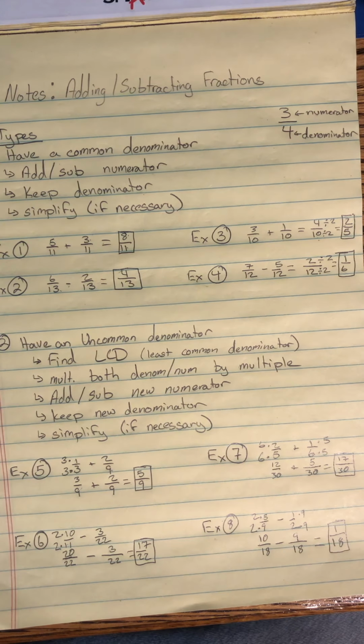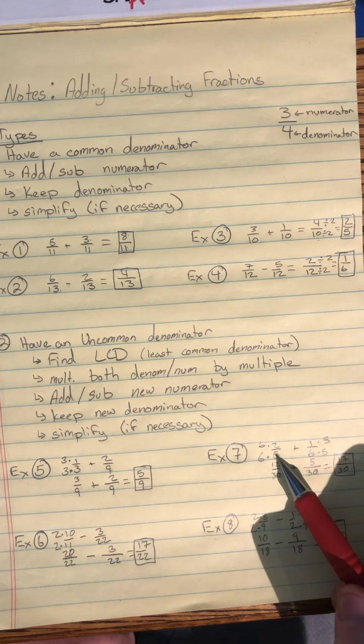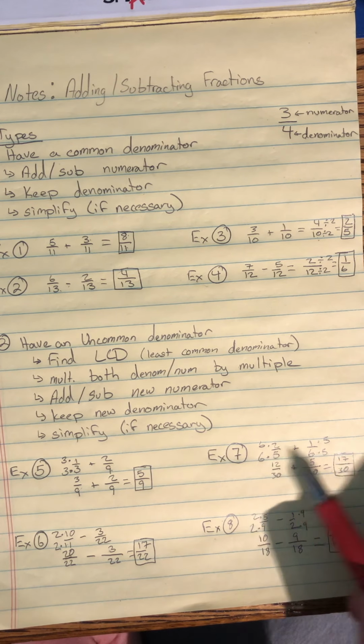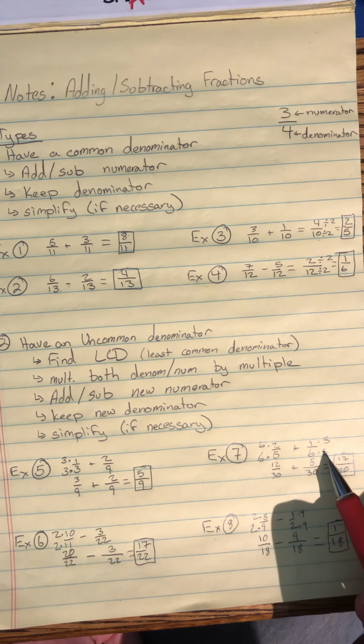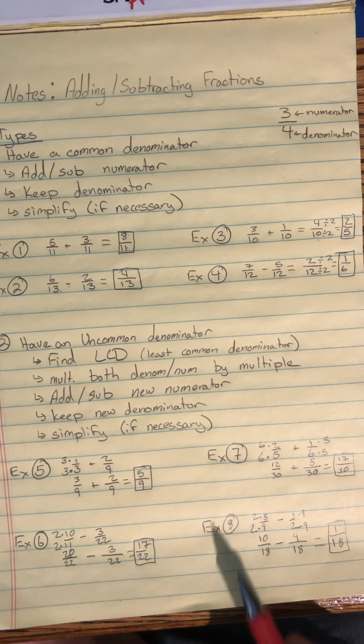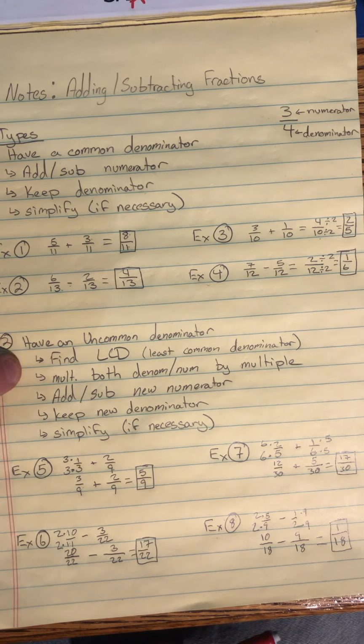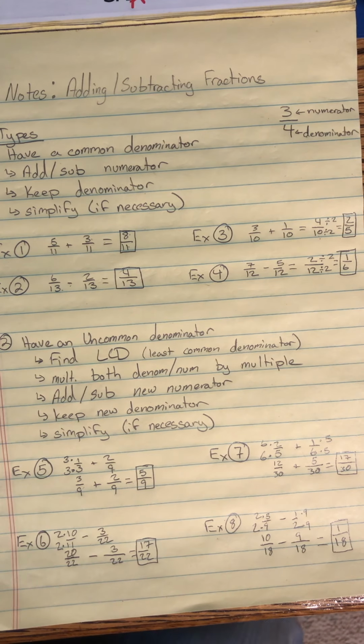Now, hopefully you guys saw here, when I had 2/5 plus 1/6, this side I multiplied by 6, this side I multiplied by 5. Sometimes this works, just multiply by the other denominator. Here it worked as well. That doesn't always, well, it always works, but sometimes you can get a smaller one by multiplying by a smaller number. So those are the two. You have ones with a common denominator, ones with an uncommon denominator. Those are the types of fractions you could be adding or subtracting.